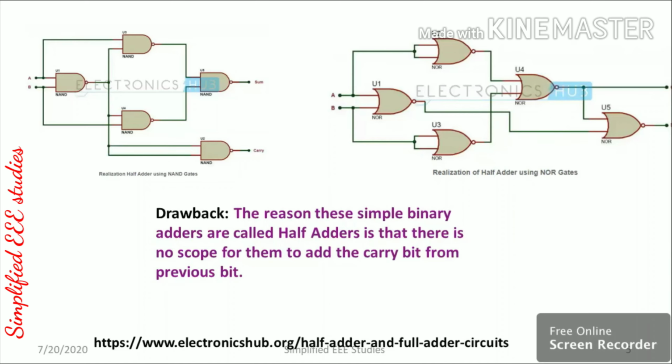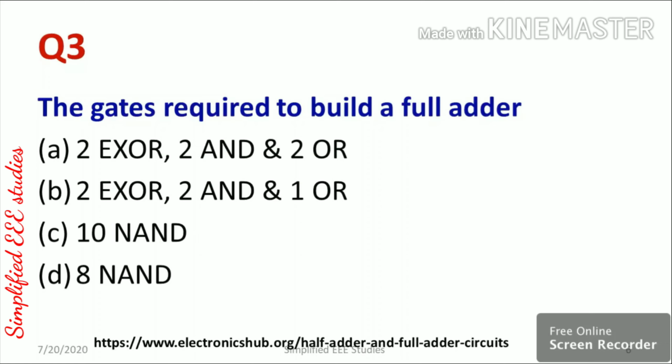I'll be giving one question for you. The gates required to build a full adder. Option A, 2 XOR 2 AND and 2 OR, option B, 2 XOR 2 AND and 1 OR, option C, 10 NAND gate and option D, 8 NAND gate. Which will be the right answer?